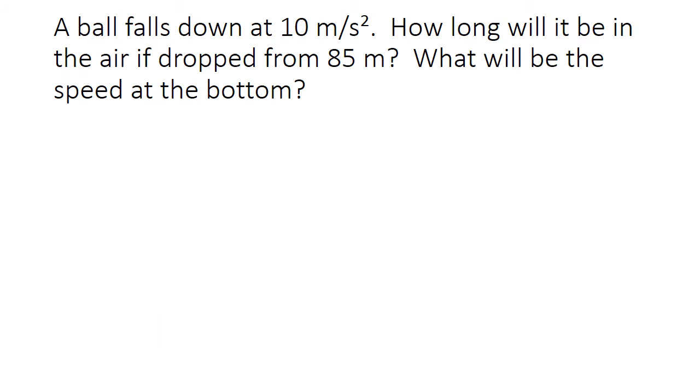Let's do the next. A ball falls down, accelerating down at 10 meters per second squared. You could think of how long will it be in the air. If it's dropped from 85 meters, what will be the speed at the bottom? All right, let's just do it in order. Let's keep it simple. The first thing we have to decide is which equation we're going to use. Pause the video and decide which equation we're going to use.